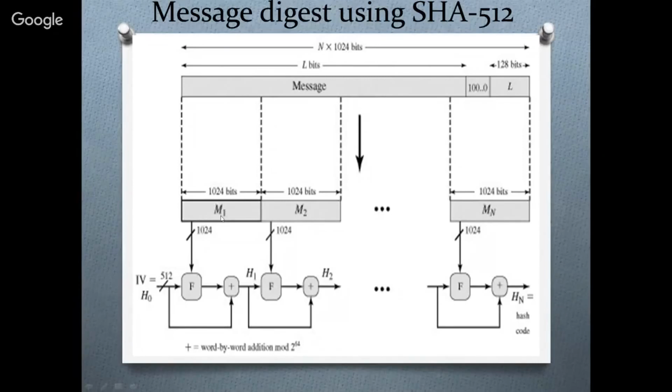Each block is given as an input to a function called the F function, which also accepts an initial vector initially, and from the next round it takes the output of the previous round. Once this function accepts these two values, it does 80 rounds and produces one hash code. That hash code is added with your initial vector and it produces one hash code. This hash code is once again given as input to the function F, and the same process goes on till all your message gets completed.